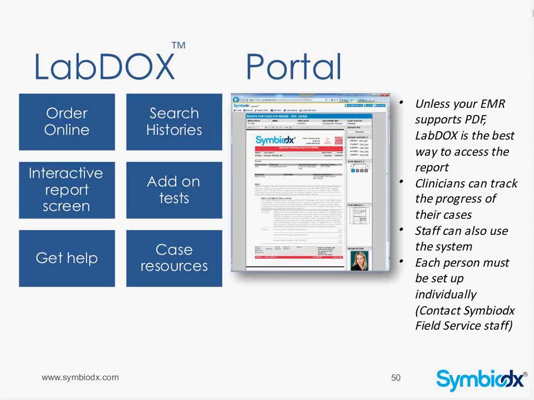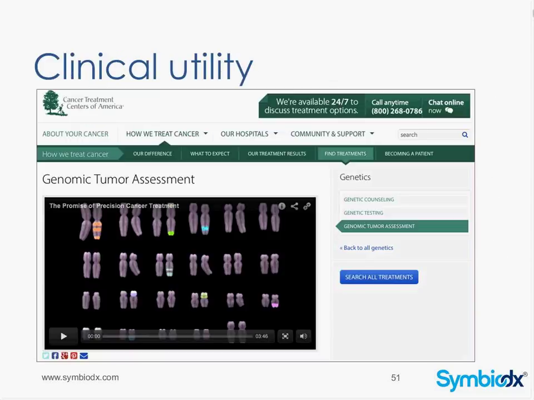Through your electronic medical record, you can get it through LabDocs. You can track the progress of your cases. Your staff can use the system, but each person would need to be set up in the system if you wanted to use it.